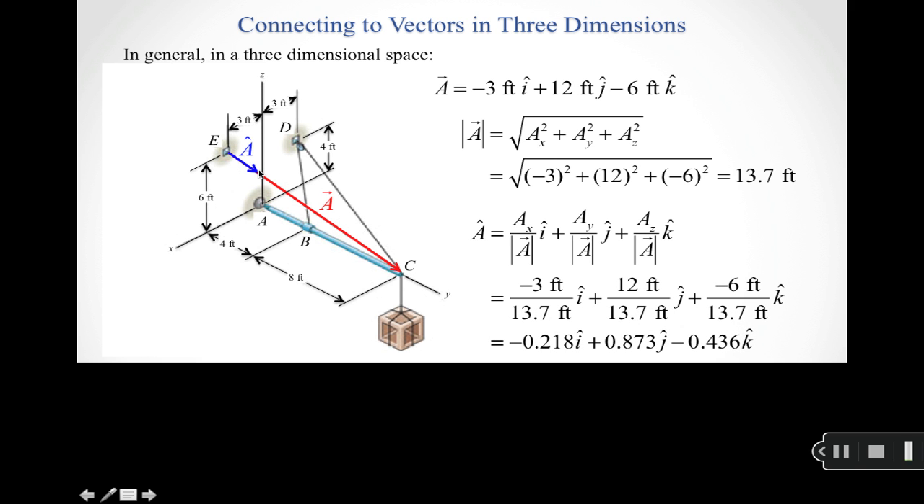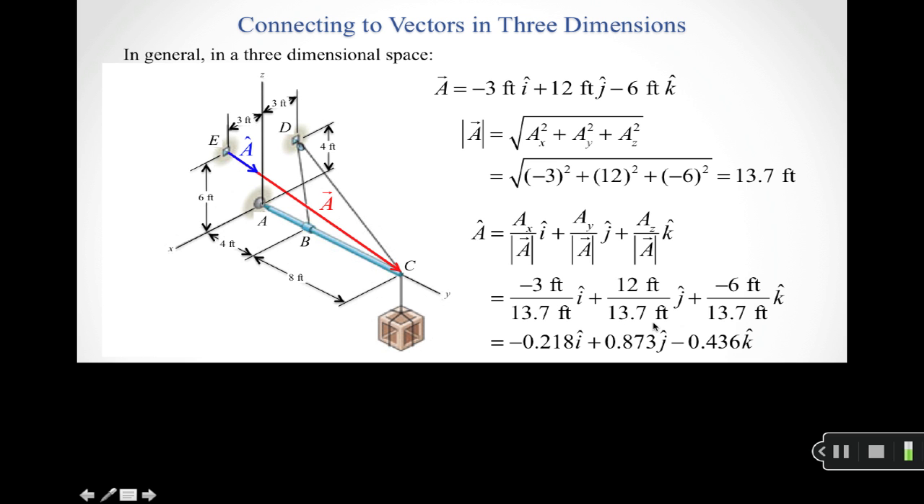And so to figure out the direction vector A points in, well, I need the unit vector, and I can get that by taking the x component of vector A and dividing it by the length of the vector. So it's negative 3 feet divided by 13.7 feet. The x component of the unit vector is negative 0.218. Again, no unit because the feet cancel out. There's my x component for the unit vector.